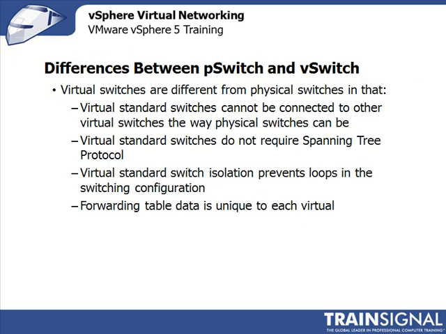Now, some of the differences that exist between physical switches and virtual switches. Virtual switches cannot be connected to other virtual switches, whereas physical switches can be connected to other physical switches. Virtual switches do not require spanning tree protocol. They also prevent loops in the switching configuration by using virtual switch isolation. The forwarding table is unique to each virtual switch.